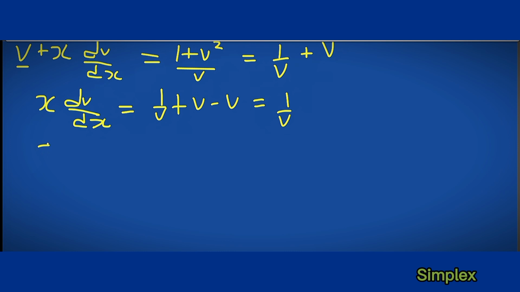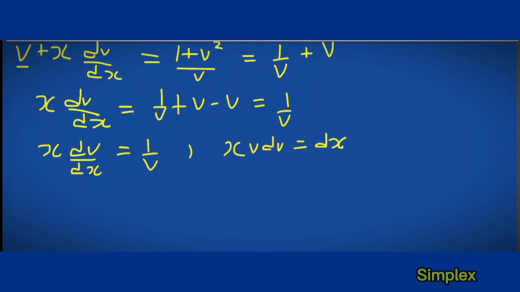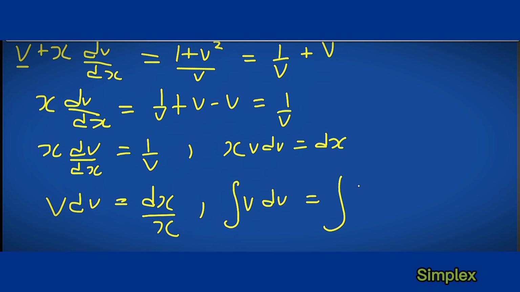We are left with x dv/dx = 1/v. So cross multiplying, we have x v dv = dx. Dividing both sides by x, we are left with v dv = dx/x. So we have gotten our separable equation. Further simplifying, the integral of v dv is equal to the integral of dx/x.